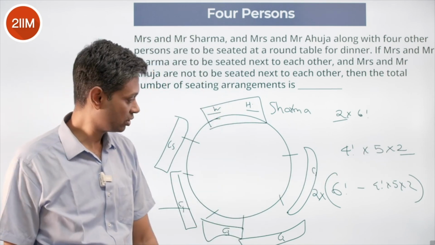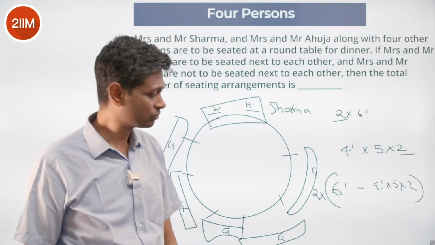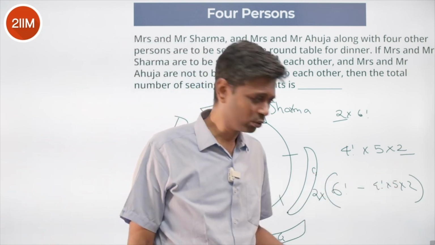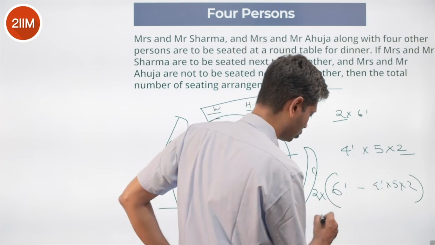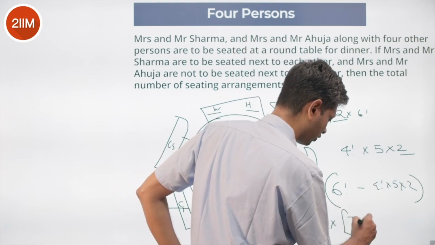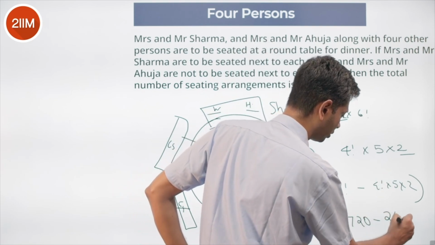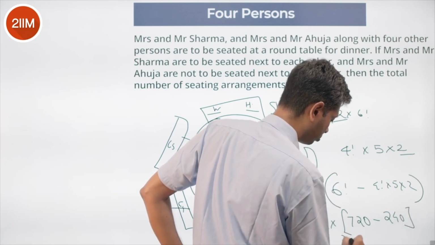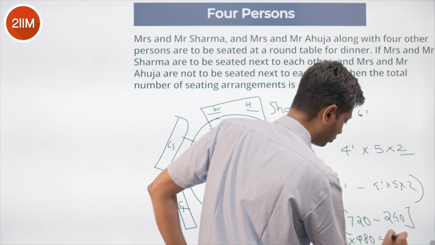6 factorial is 720. 5 into 2 is 10. 4 factorial is 24. This is 240. This is 2 times 720 minus 240, which is 2 times 480, which is 960.